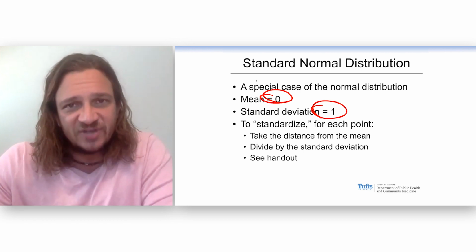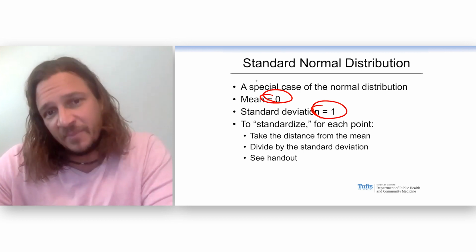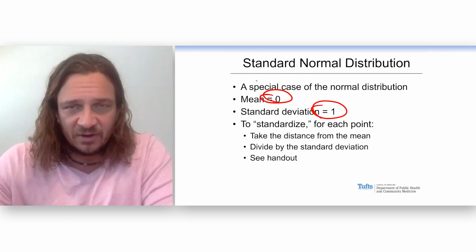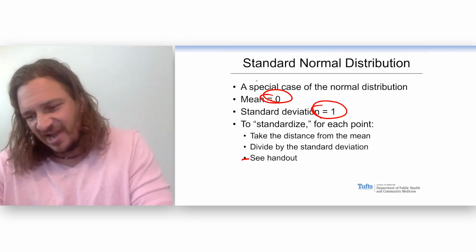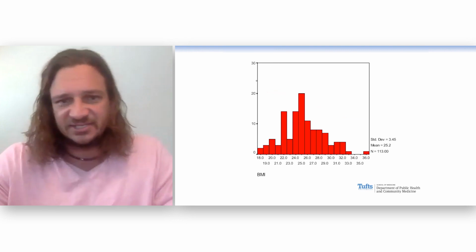And the way we do this is you take each point and you subtract the mean and then you divide by the standard deviation. This says see handout, but you don't need to see the handout. You just need to see the next slide.